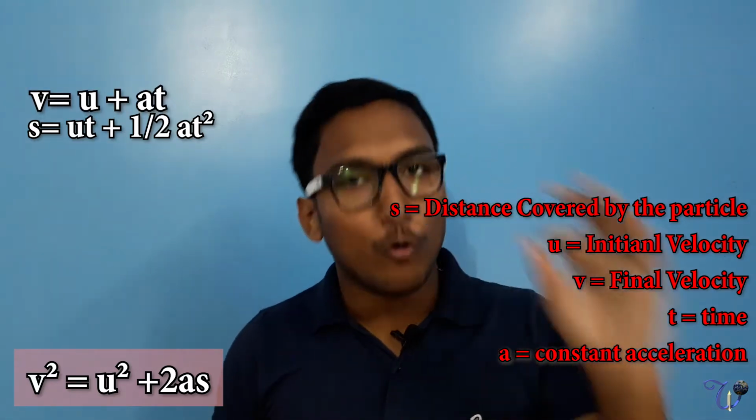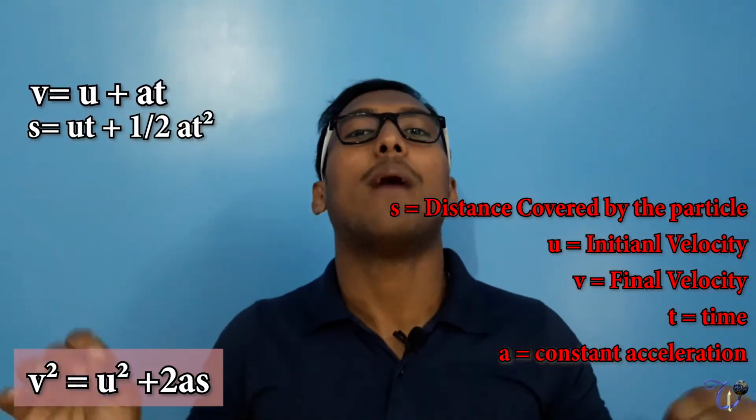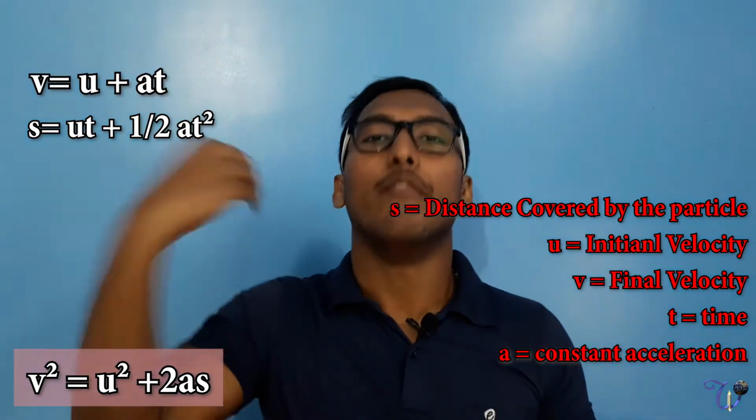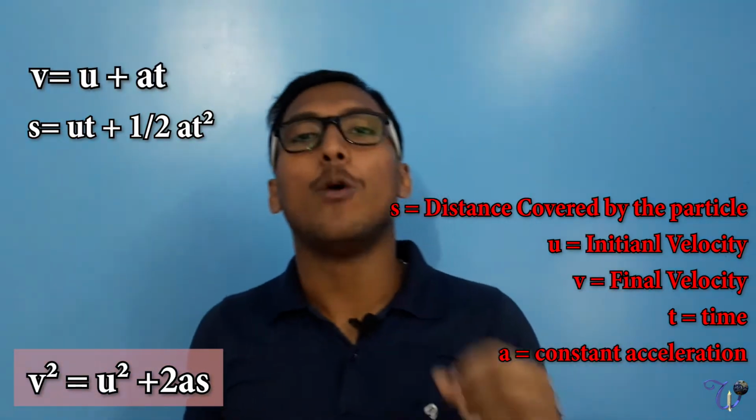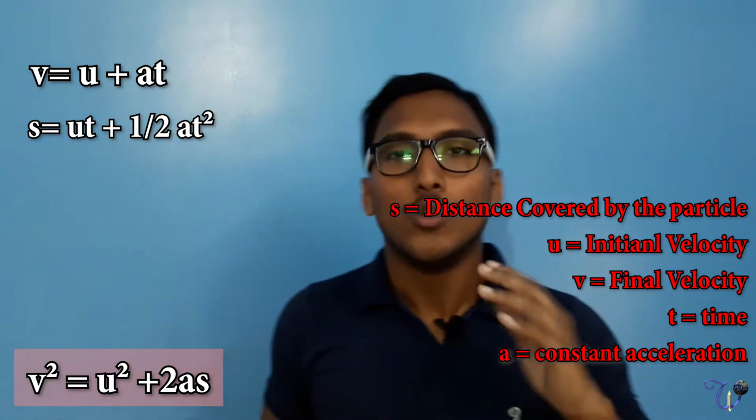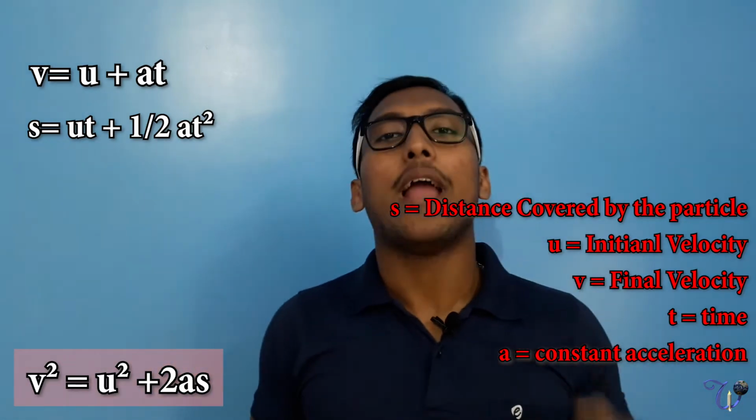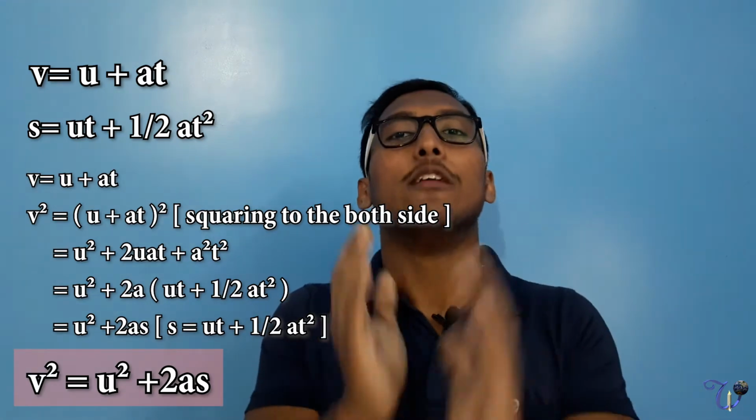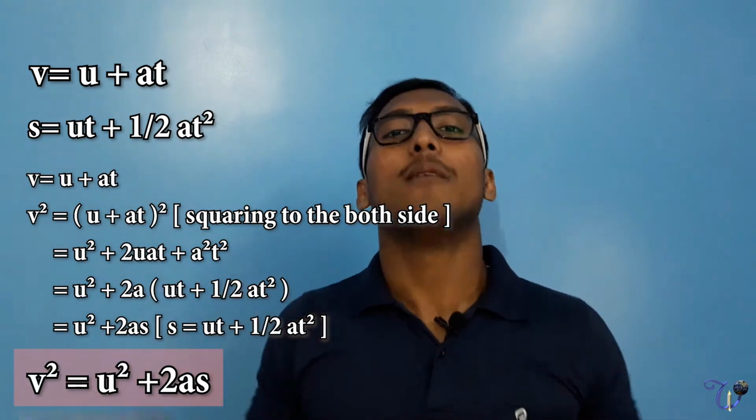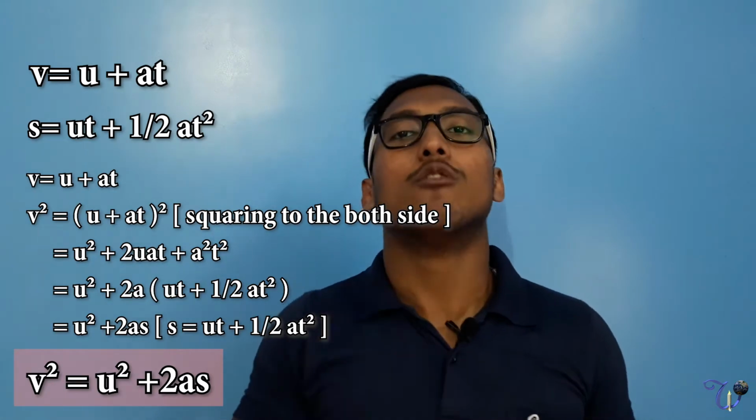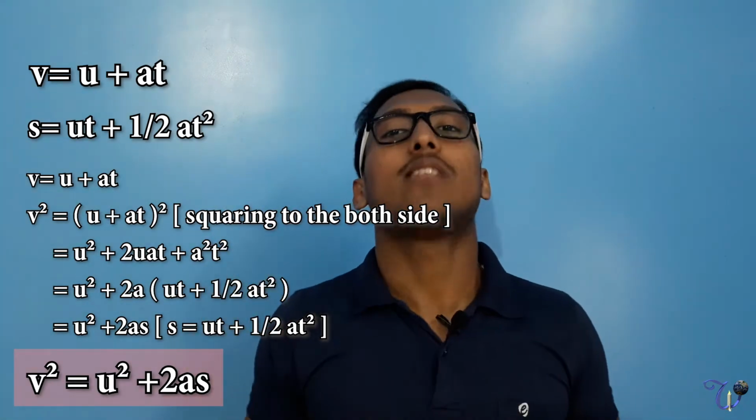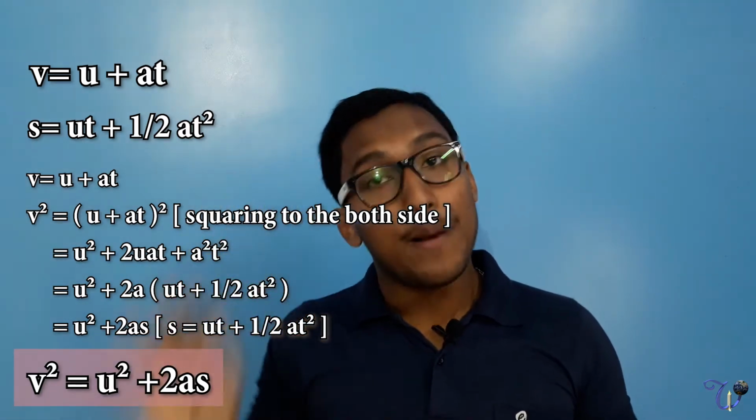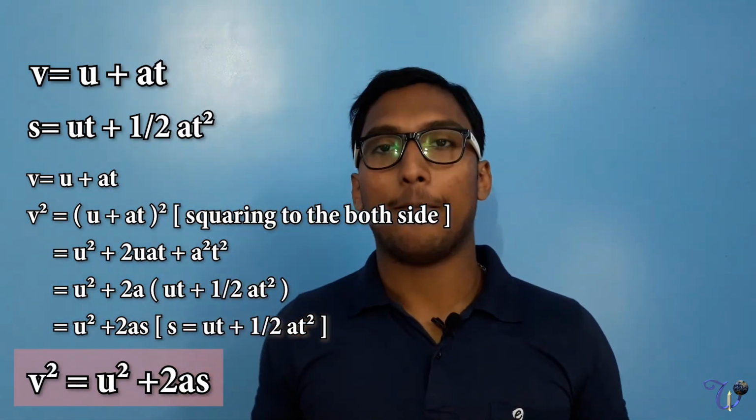We have already proved these two equations by the algebraic method. Now it is the time to prove the last equation, that is v square equals u square plus 2as, right? So what we need to do is simply square both sides of the first equation, that means v equals u plus at. If we square both sides, we have v square equals u plus at whole square, right? In the next line, u square plus 2uat plus a square t square, right?